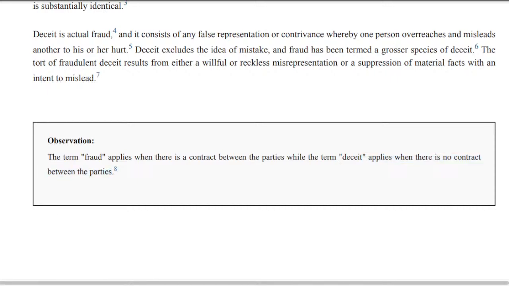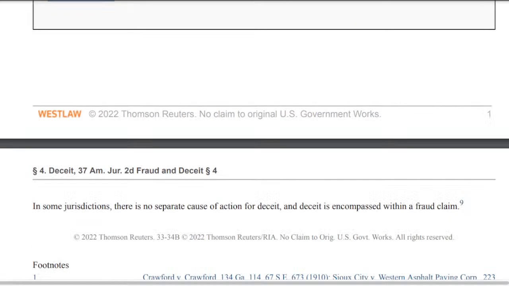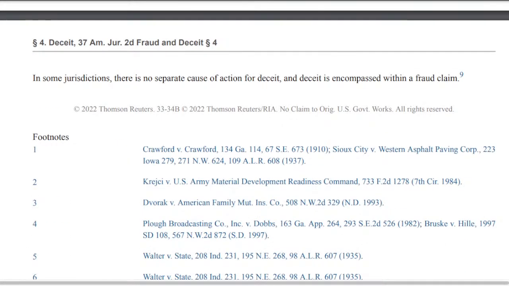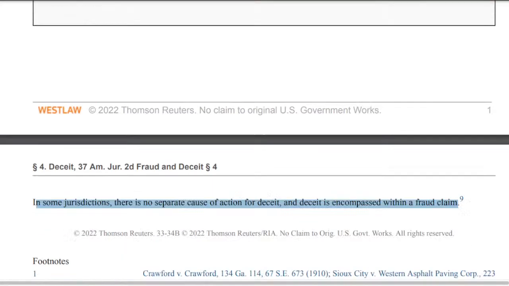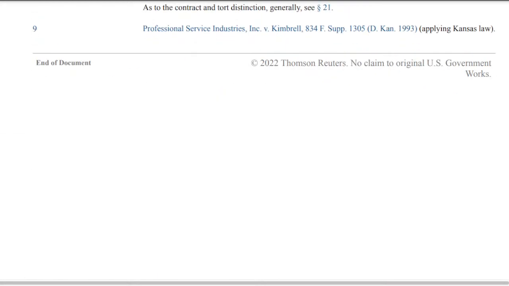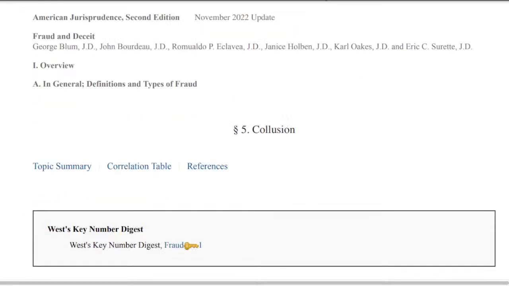You guys got this? The term fraud applies when there is a contract between the parties, while the term deceit applies when there is no contract between the parties. In some jurisdictions, there is no separate cause of action for deceit, and deceit is encompassed within a fraud claim. Okay, so there it is. Good stuff here. Let's continue here to collusion.